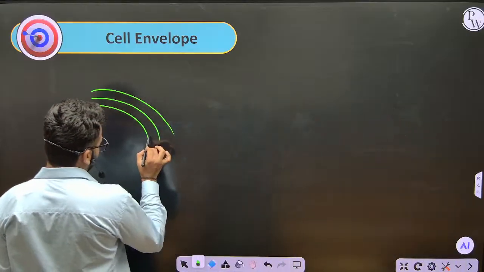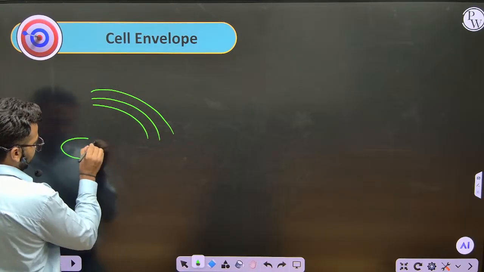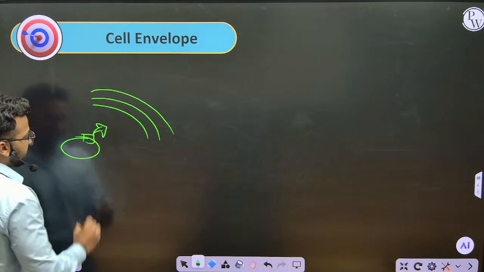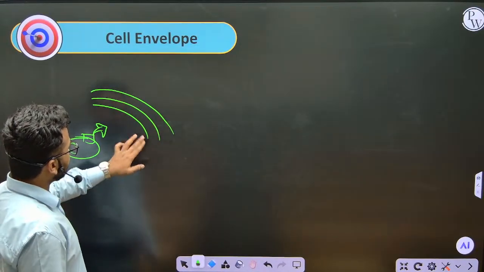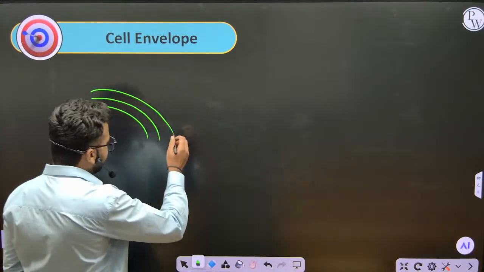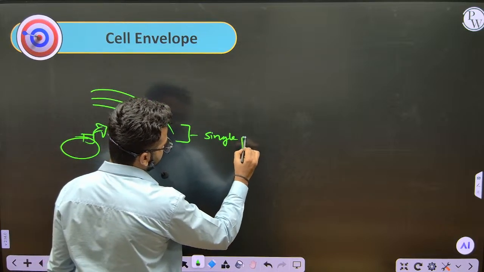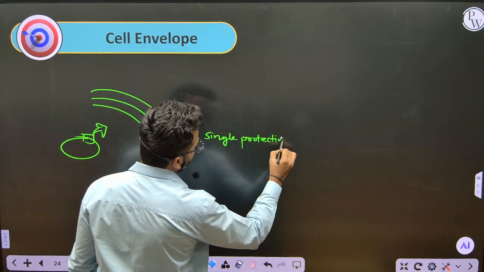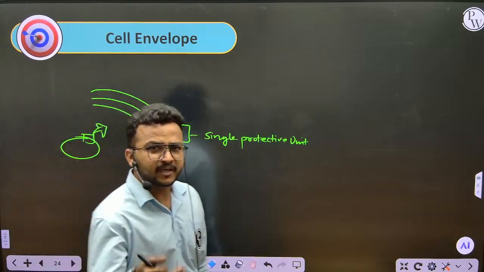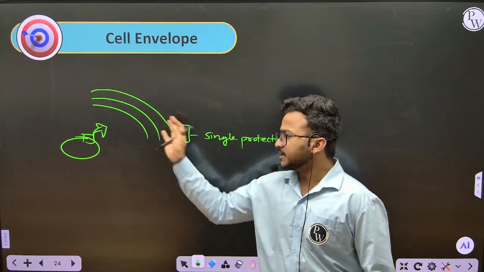The cell membrane functions as a selectively permeable membrane. If you take a bacterial cell and look at the cell envelope, you will get three layers. The innermost layer is the cell membrane, next to that the cell wall, next to that the glycocalyx. The three of them together work as a single protective unit. But if you look at them one by one, their functions are distinct. There are some differences in each layer.